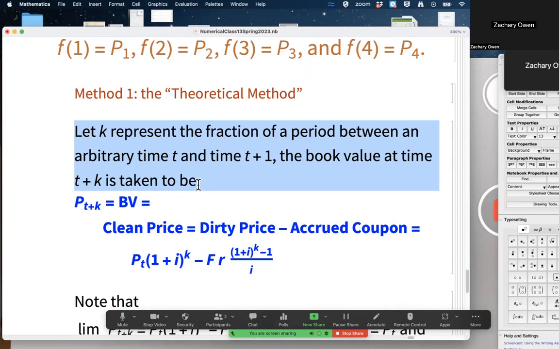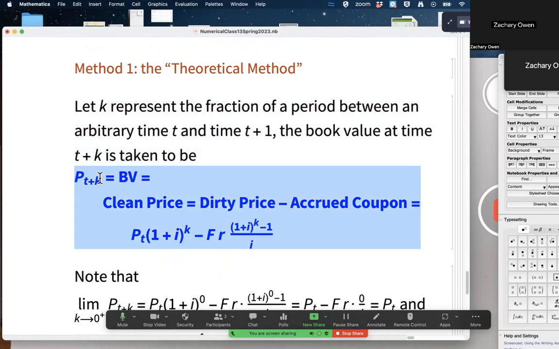If the coupon payments are every year, to keep things simple, K would be a fraction of a year. K is 0.5, it's half a year. 0.25 is a quarter of a year, 3 months. 1/12 would be a month. Keep it simple, pretend they're all the same number of days.